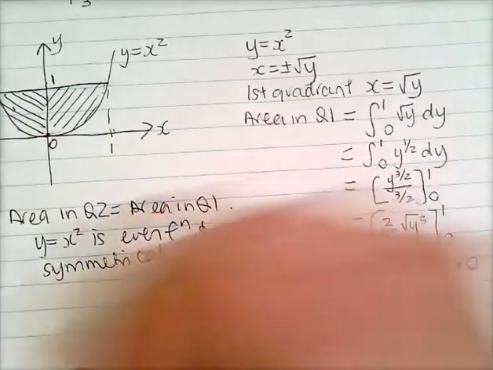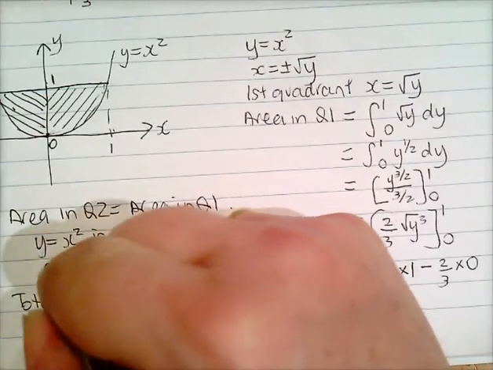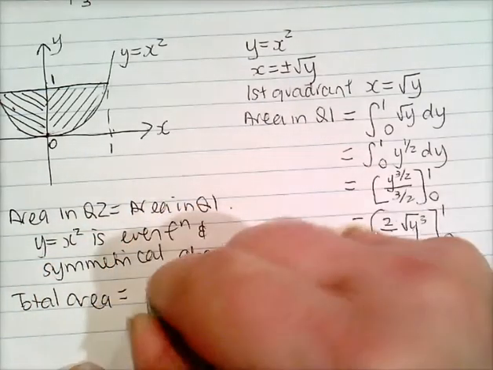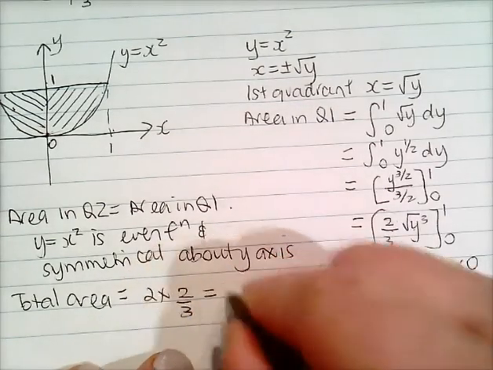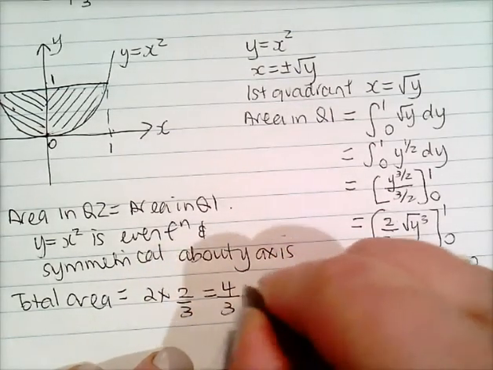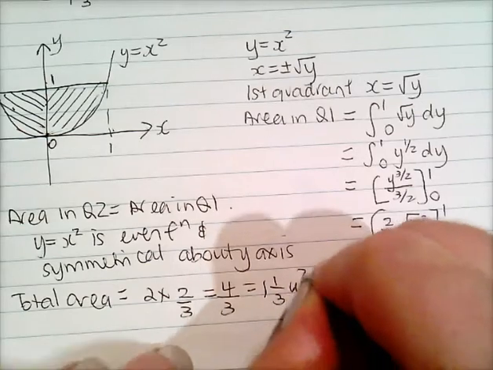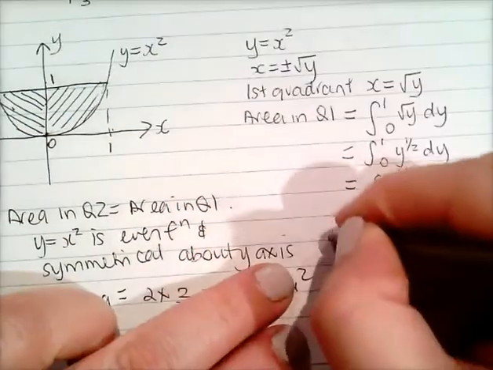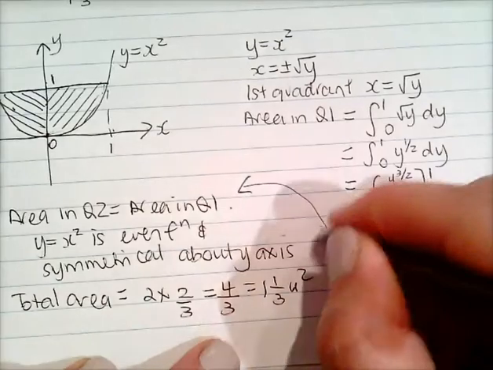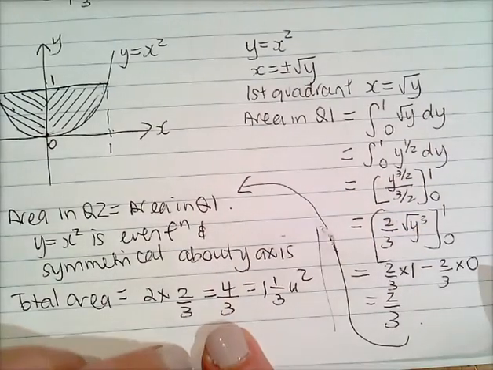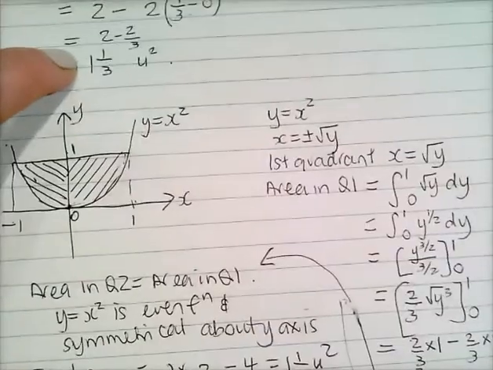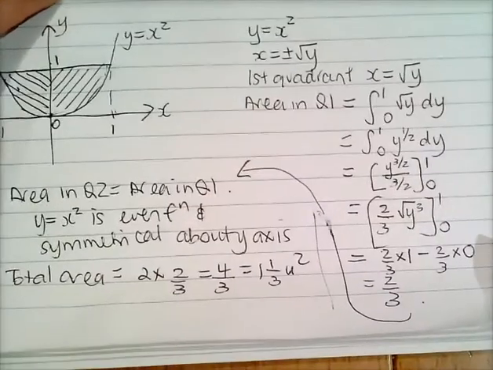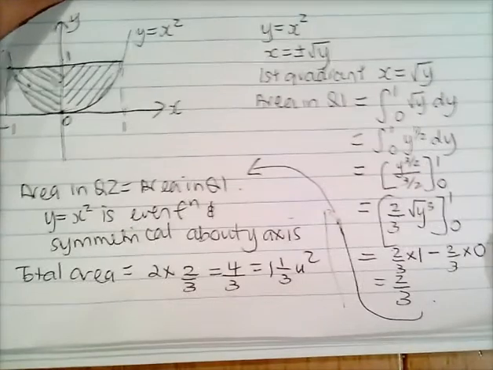So therefore, your total area that you need will be 2 times your answer from here, 2 times 2/3, which is 4 over 3, which is 1 1/3 units squared. Now, that is the same as what we got up there when I did it previously. Okay, 1 1/3 units squared. Doing it this method, it's also 1 1/3 units squared.